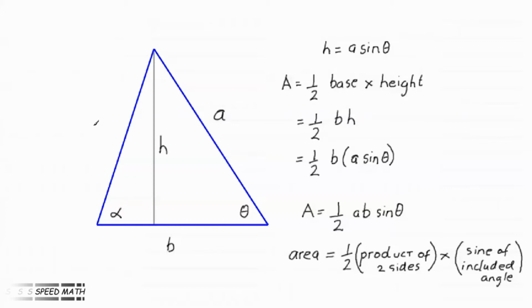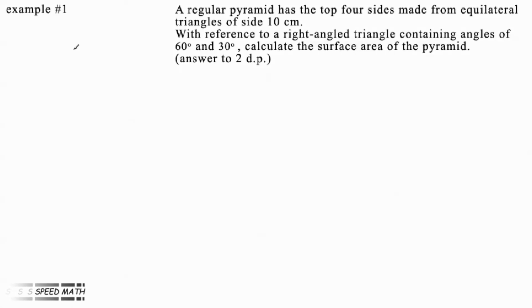Now if on the left we have side C and angle alpha, the area A is given by A equals a half BC sine alpha. Likewise, if we have angle beta at the top, the area A is given by A equals a half AC sine beta. Now the following two examples should put all this together for you.